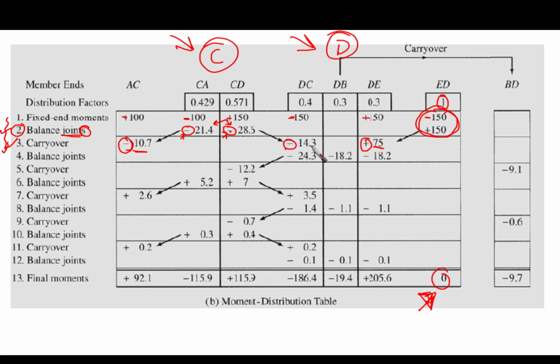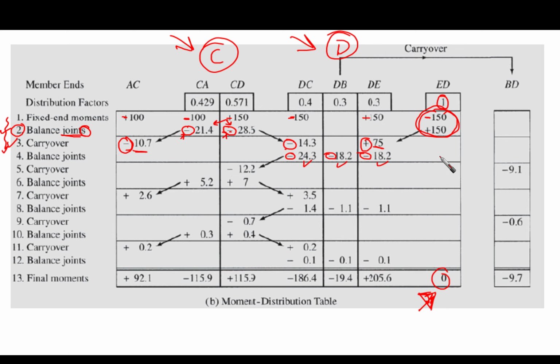is going to give you 60 something. Then the 60 is going to be distributed among DC, DB, and DE based on the distribution factor. So 0.4 times the unbalanced moment gives you, and it seems that the unbalanced moment is positive, so all of them are going to be negative, as you can see here. Based on this, we are going to multiply the unbalanced moment by 0.4, 0.3, and 0.3, then get these values respectively.